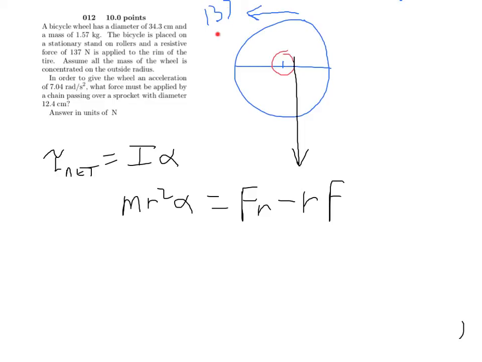So this restraining force of 137 newtons for me is going to be this force. This radius is the full radius of the bicycle wheel, which is half the diameter. This radius is the radius of the sprocket, and this force is the force you're looking for. So you know mr squared alpha equals the net torque, because the net torque, just like the net force would accelerate a mass, the net torque is going to accelerate the moment of inertia.